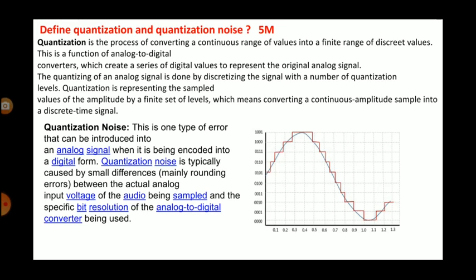This is for 2 marks or maybe 3 marks. And one more definition, quantization noise. This is one of the types of error that can be introduced in an analog signal when it is being encoded into a digital form. Quantization noise is typically caused by small differences, mainly rounding errors, between the actual analog input voltage of the audio being sampled and the specific bit resolution of the analog to digital converter being used.